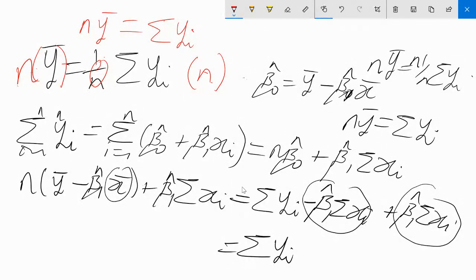You are recognized? Yes, is it possible to start from the left-hand side? Trying to prove that the sum of yi is equal to the sum of yi hat, but starting from the left-hand side. I have never tried it from the left.